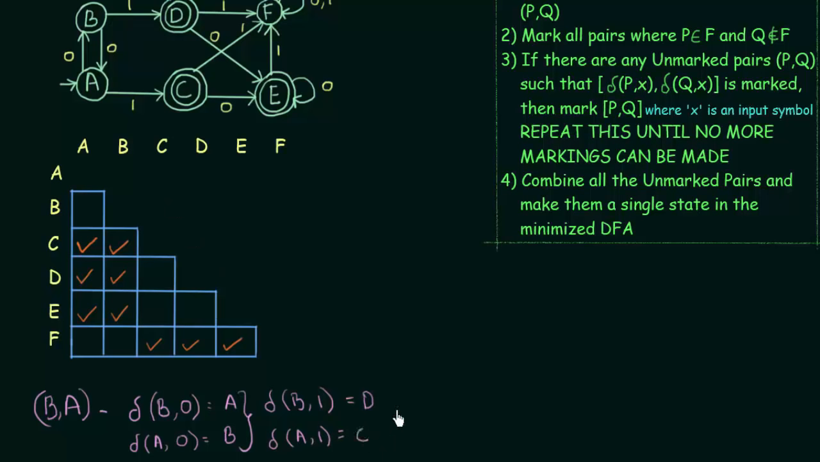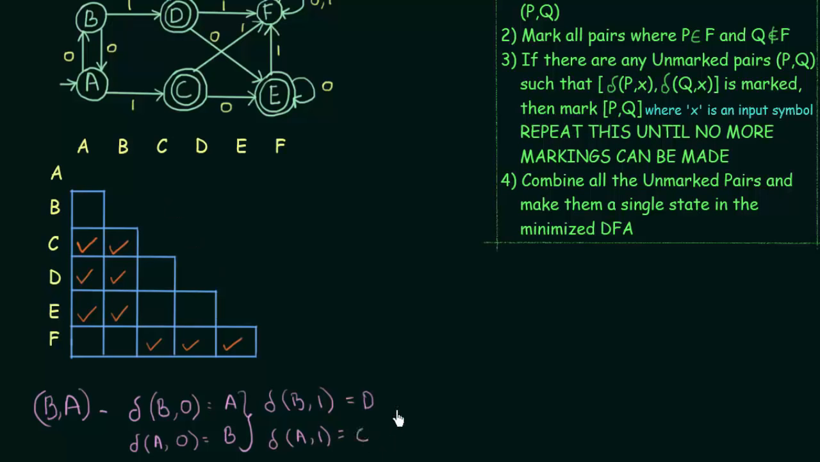Now let us continue. What is left? This is left. And what is this one? This is FB. So let's check. Where does FB go? F on input 0, where does it go? And B on input 0, where does it go? F on input 0 goes to F itself, and B on input 0 goes to A. So I am getting this pair called FA. Now check if FA is marked or not. Yes, this one is marked. Now since I found that FA is marked, I have to mark FB also. So let me mark FB. This is marked.